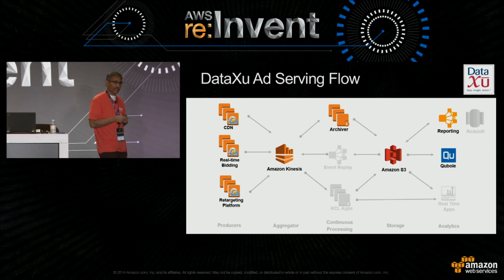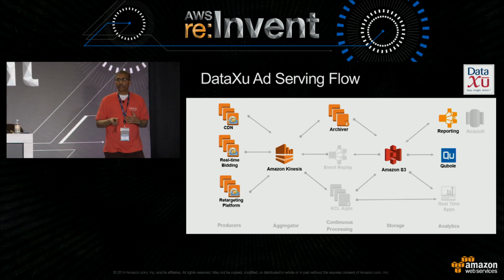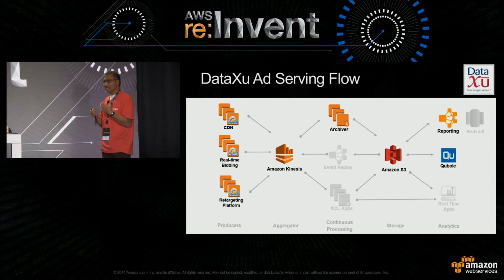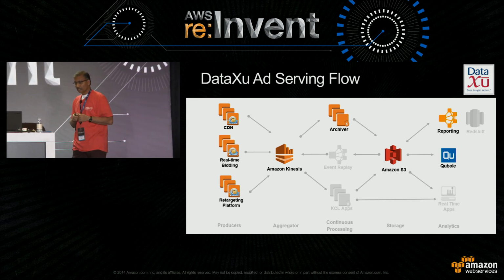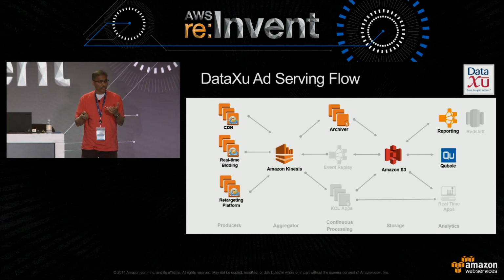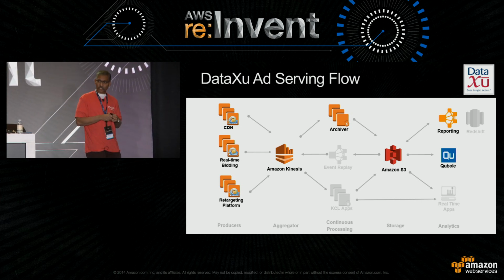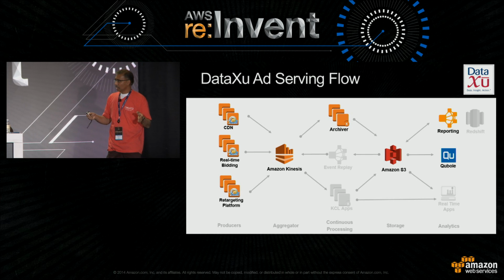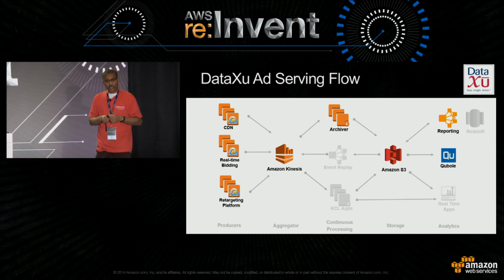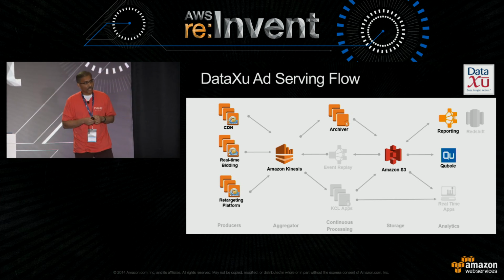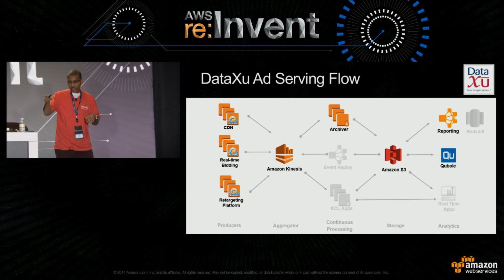And then we have an archive application on the other side. The archive application simply copies the data that's in Kinesis and puts it in S3. I'll tell you why we chose to do that. We have a golden rule at DataZoo, which is all data in and out goes through S3. And once the data makes it into S3, we have that other reporting.